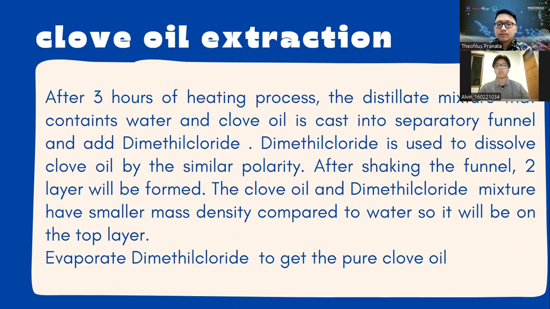After 3 hours of heating process, the distillate mixture that contains water and clove oil is cast into separatory funnel and add dimethyl chloride. Dimethyl chloride is used to dissolve clove oil by the similar polarity. After shaking the funnel, two layers will be formed. The clove oil and dimethyl chloride mixture have smaller mass density compared to water, so it will be on the top layer. And then we evaporate the dimethyl chloride to get the pure clove oil.